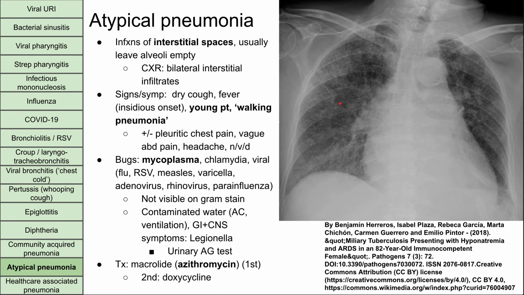So the signs and symptoms of atypical pneumonia are similar to before. This time you have more of a dry cough. You can have a fever. Usually it's not like a fever that comes out of nowhere. It's more of an insidious onset fever. And typically this will happen in a younger patient.